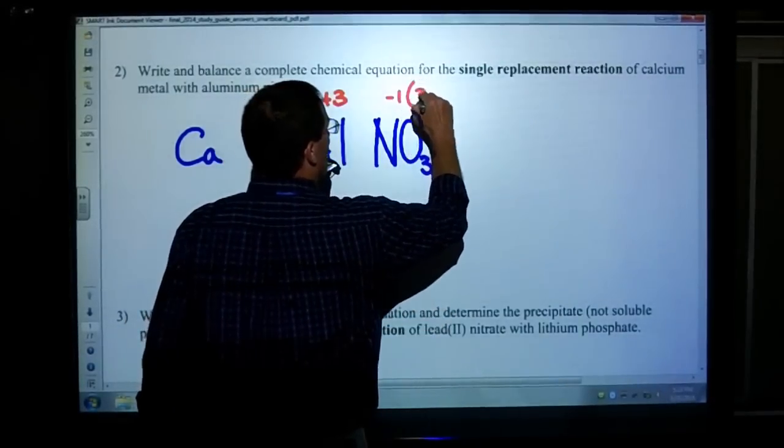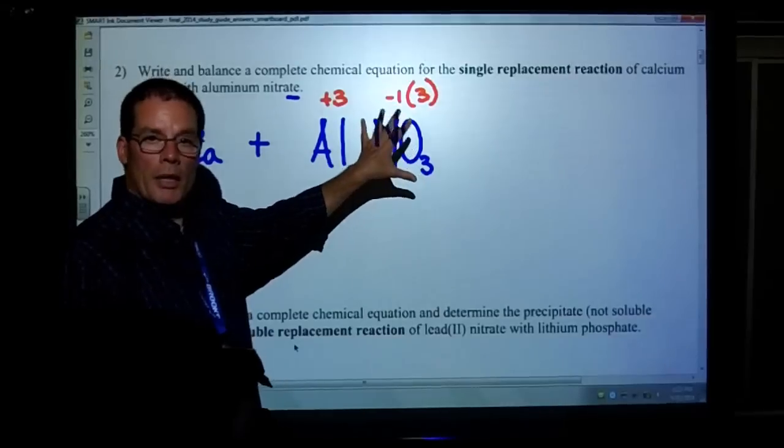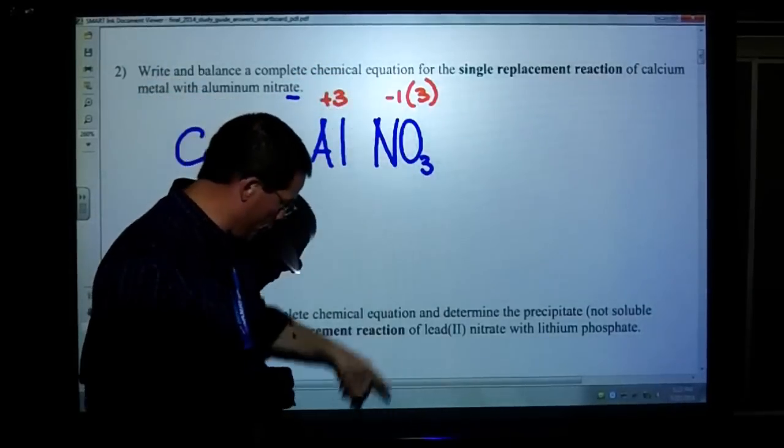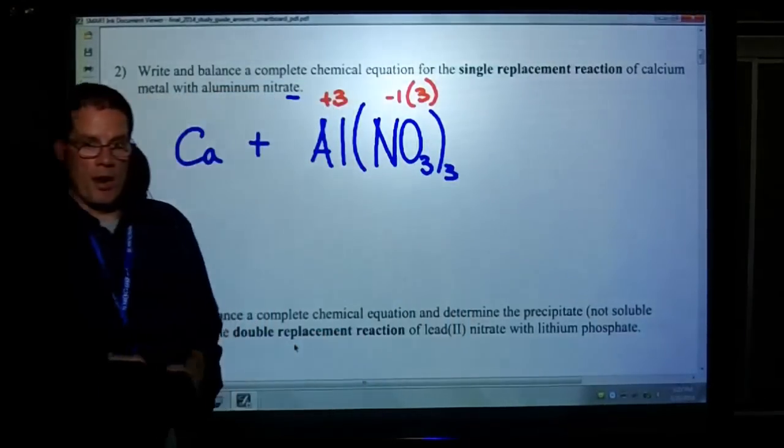So that means we need 3 of these. We currently only have 1. Yes, I see a 3 there, but that is the polyatomic NO3. So what that means is you need to balance and put a 3 there.